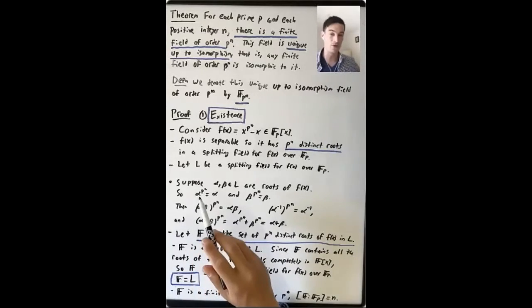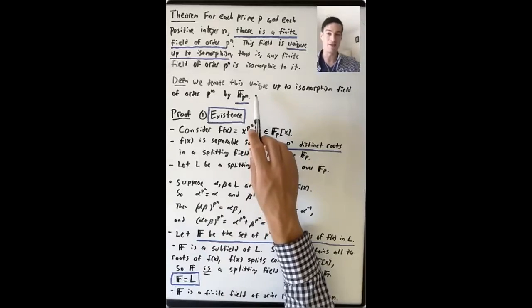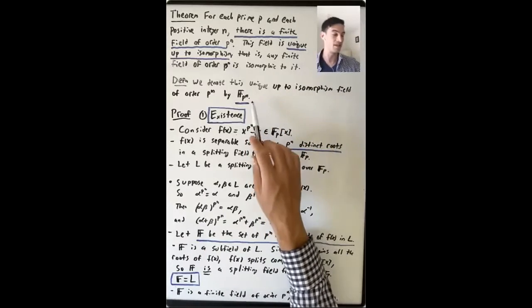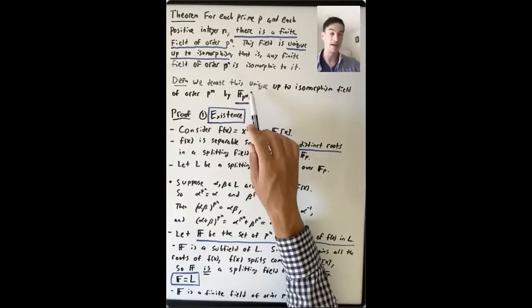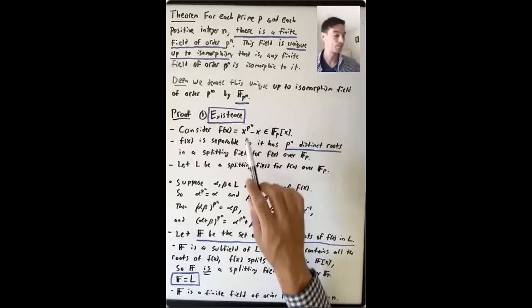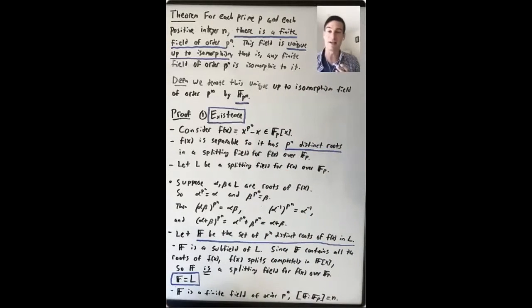And once we prove that this is true, then we can give a name to this unique up to isomorphism field of order p to the n. We'll call it F sub p to the n. And the big idea here is going to be that we're going to construct this field as the splitting field of a certain polynomial over F_p[x]. And then we're going to use what we know about uniqueness of splitting fields up to isomorphism to prove this uniqueness of this finite field up to isomorphism.